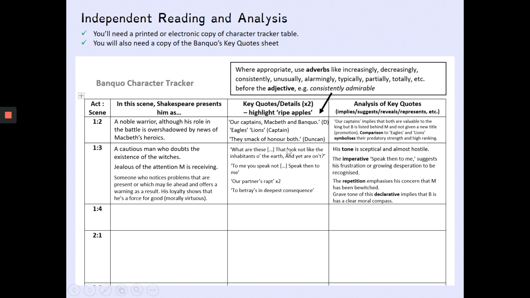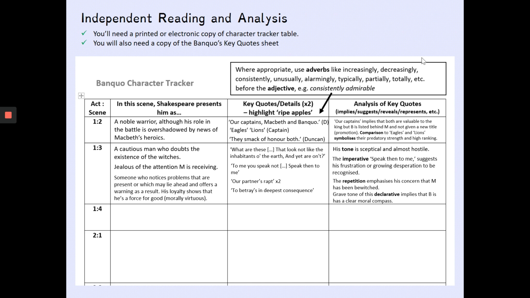Okay, you might notice there's a slight error here. On the sheet you've hopefully downloaded, the arrow that's here on the screen should actually be pointing at this box here. And that's, again, for people aiming at grade 7, 8 and 9, you're going to want to recognise that characters change over the course of the play. So where appropriate, when you're going to describe them, you might use adverbs like increasingly, decreasingly, consistently, etc. to really get a clear sense of how the character is developing.